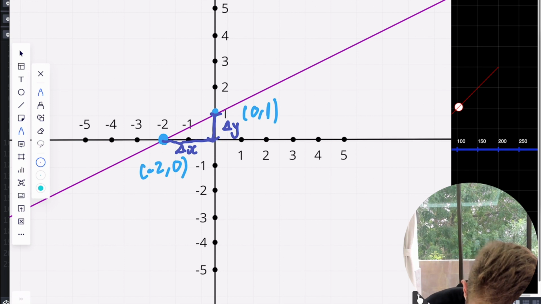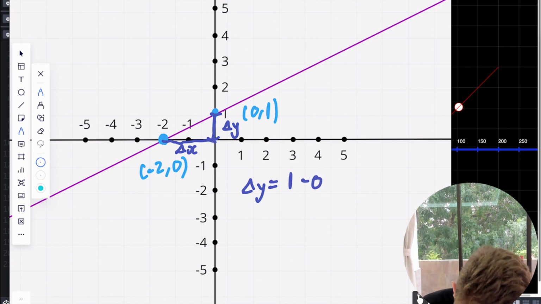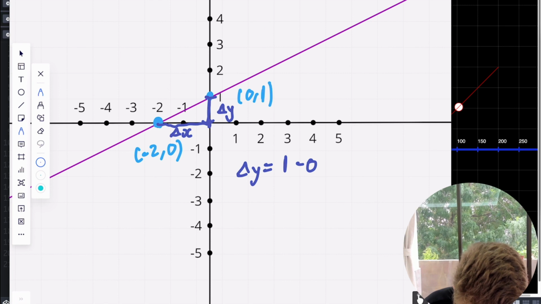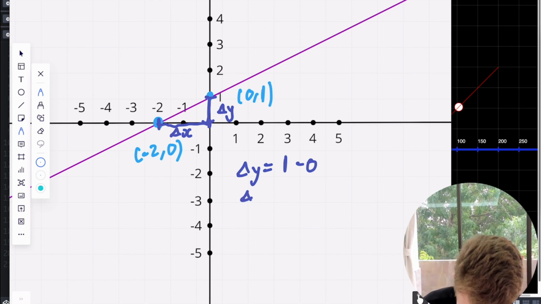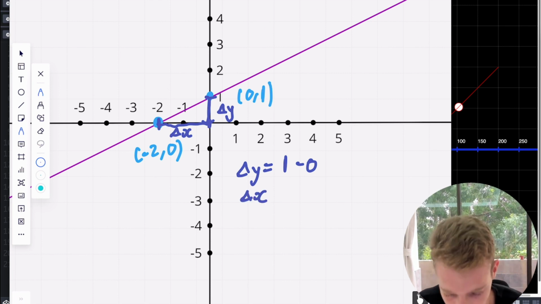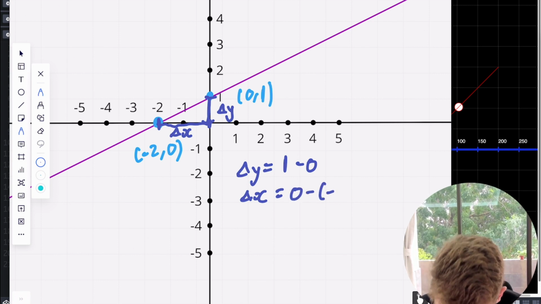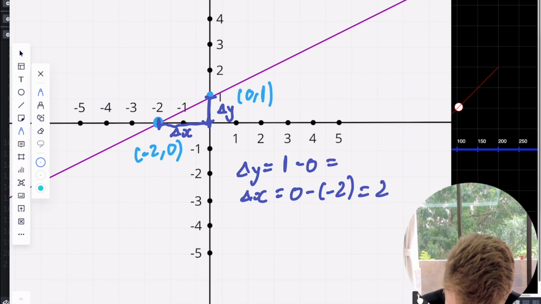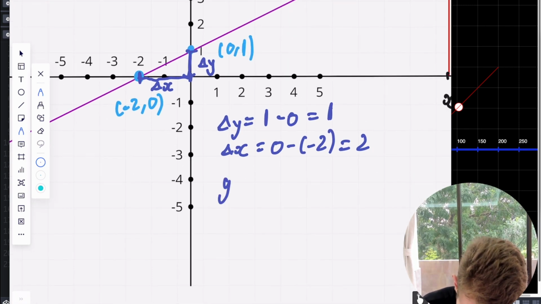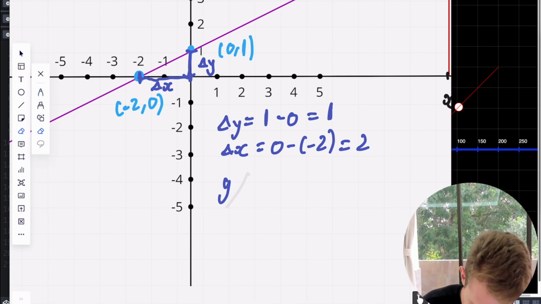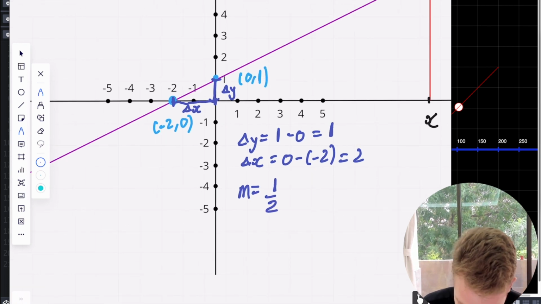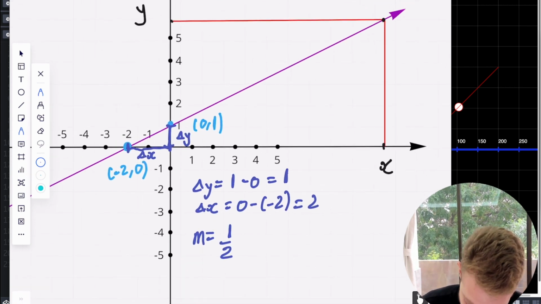So we can see we're going 1 up. Our change in y, our delta y, is equal to 1, and then this is 0, so 1 minus 0. Our change in x, we're going from 0 to -2. So that means our change in x is 0 minus -2, the distance from 0 to 2, so it's just 2. So therefore our gradient, we can say g, usually we end up using the symbol m for gradient, is equal to 1 over 2. So now we know that our gradient is 1 over 2.